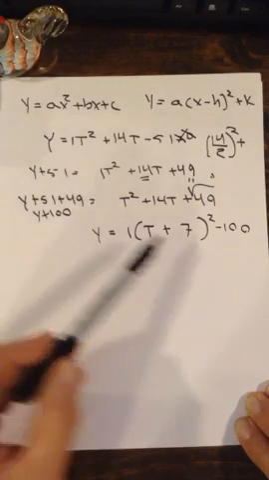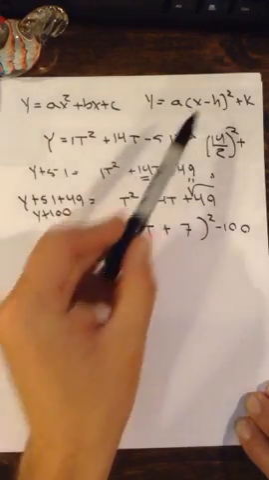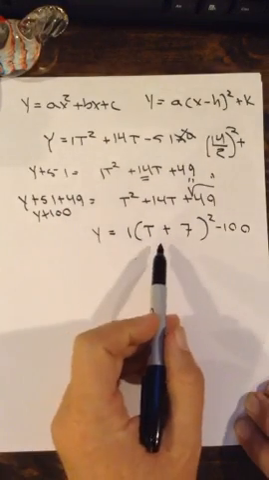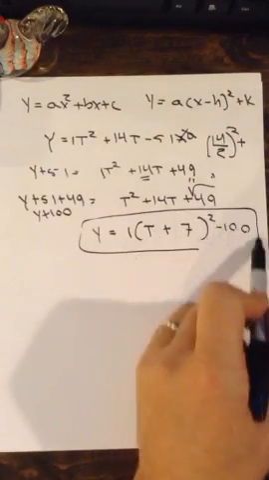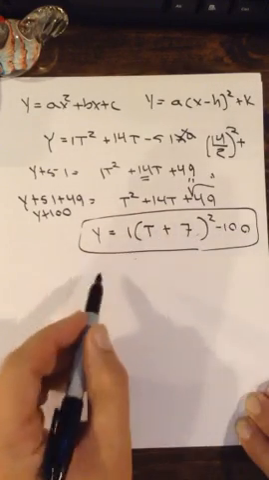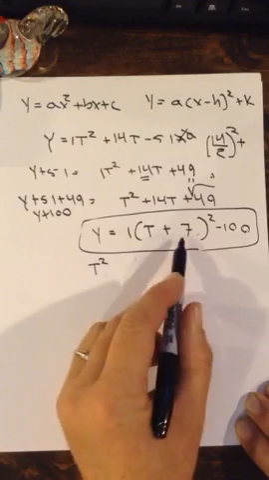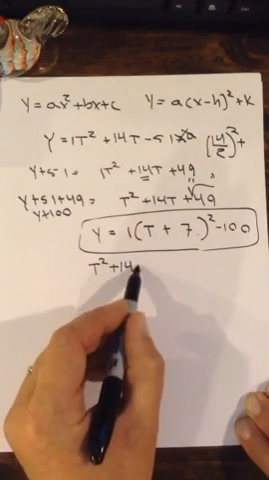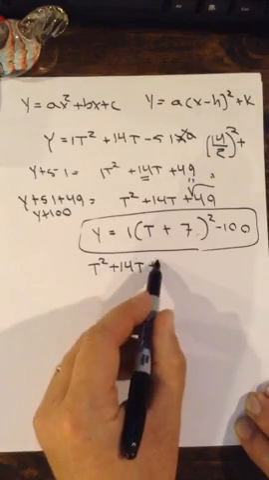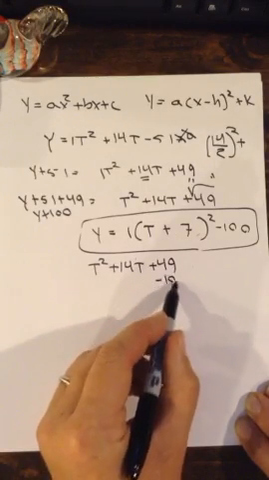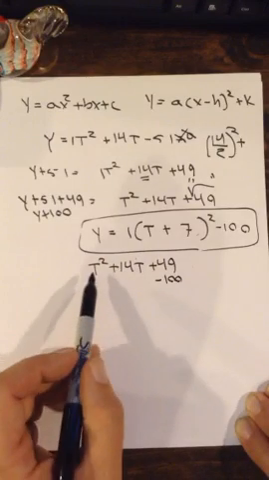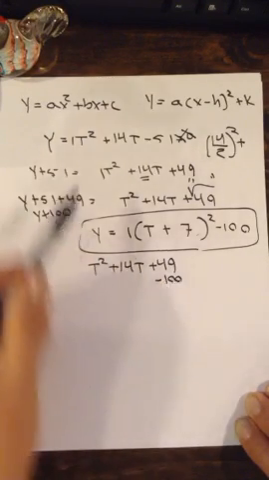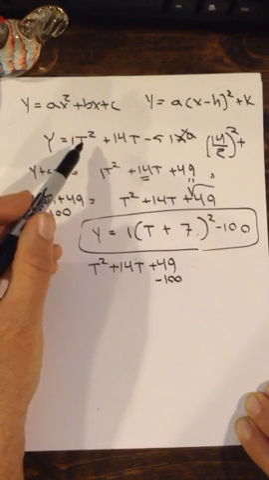So why don't we double check the math to make sure? Binomial squared: square the first, the product is 7 times t, let's double it, and I square the last. With the minus 100, I get t squared plus 14t minus 51. It worked. Same math, we just did it backwards.